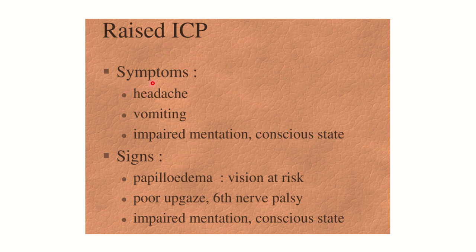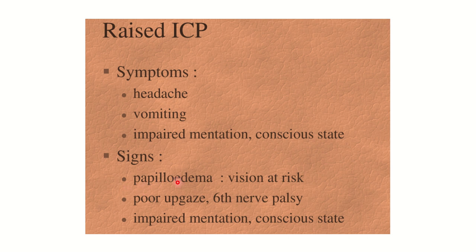Here we can see the first symptoms: headache, vomiting, impaired mentation, and conscious state. Headache occurs due to increased intracranial pressure: the brain material is compressed, so it also compresses the dura mater, which is pain sensitive. So when the pressure goes to the dura mater, then headache develops. Also vomiting occurs when the vomiting center located in the medulla is involved, and impaired mentation and conscious state also. And here we can see the signs.